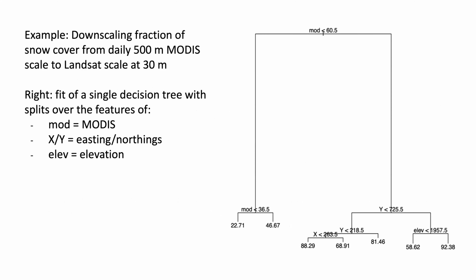So that you have a better idea, here's a simple example for downscaling daily MODIS to 30 meters like Landsat. On the right is a fit for a single decision tree. In this decision tree, MOD stands for MODIS, X and Y are for location, and ELEV is for elevation. On the left side of the tree, there's a split based on MODIS at 36.5% snow cover, giving two different predictions. On the right side is a split depending on the Y coordinate or latitude. For the right side, further splits are made on the same predictor or other predictors. This is a single tree.